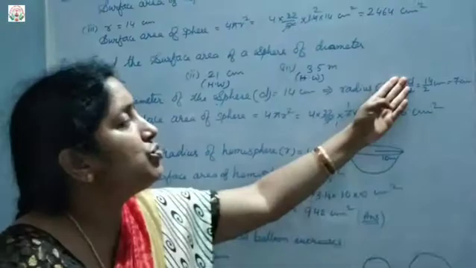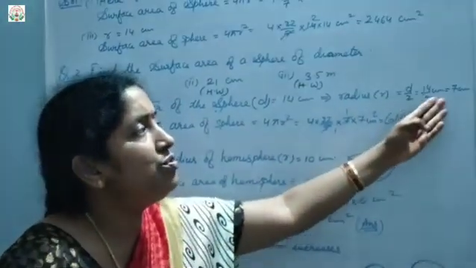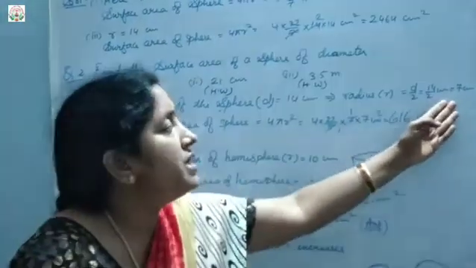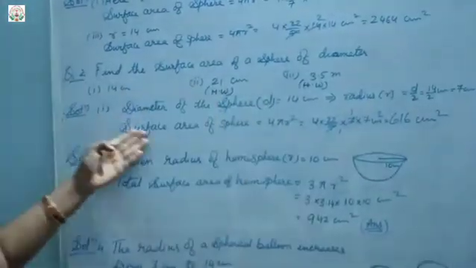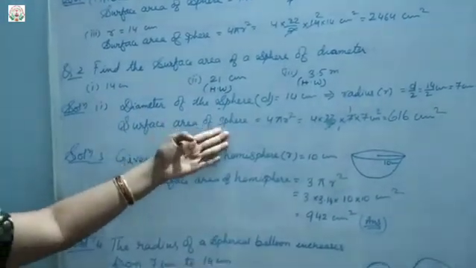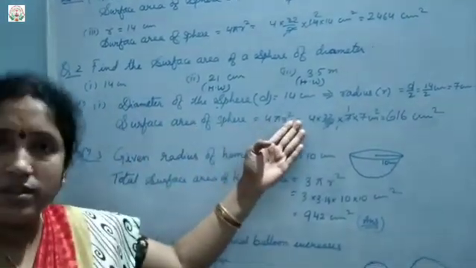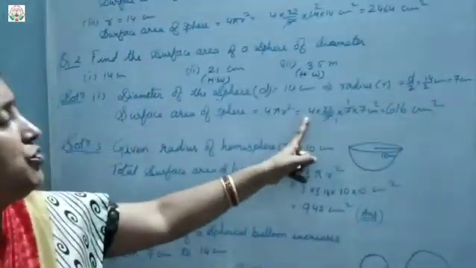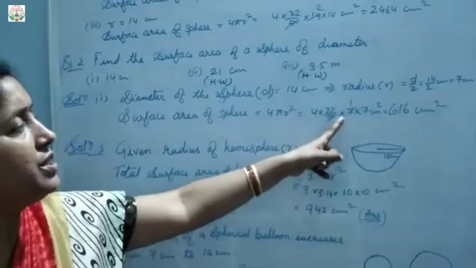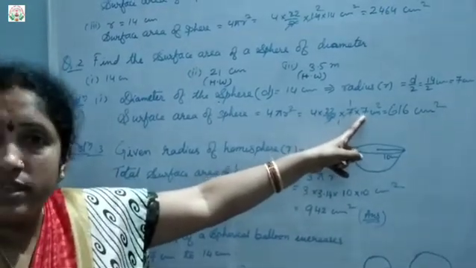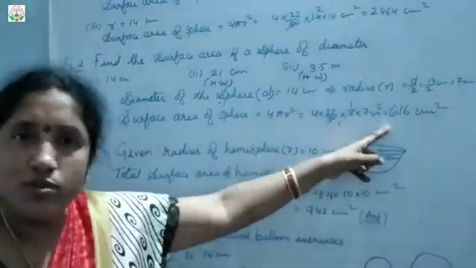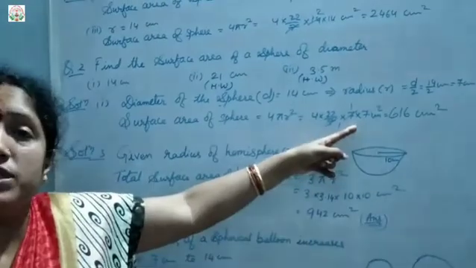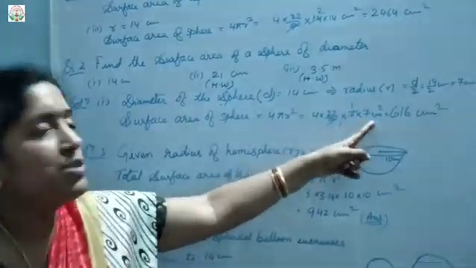So radius equals D upon 2, that is 14 upon 2 gives 7. So radius is 7 cm. So we know the formula of the surface area of the sphere, that is 4 pi r square, where r is what? 7. So here 4 into 22 upon 7 into 7 into 7 cm square, because unit square. So here what is the unit? Cm is the unit. So cm square.